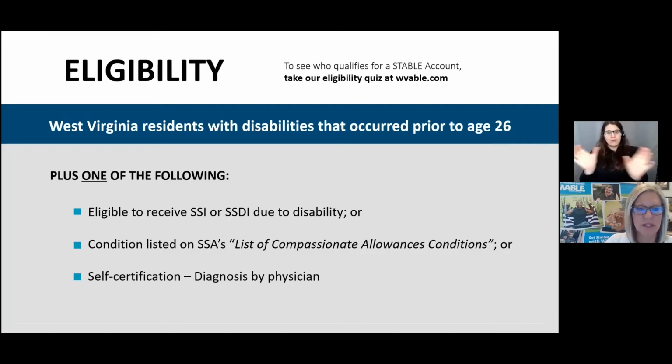What this means is that you have a written diagnosis by a physician of a physical or a mental impairment that causes marked and severe functional limitations, and the condition has lasted or is expected to last for at least a year. So this is the same standard that Social Security uses for disability determinations.